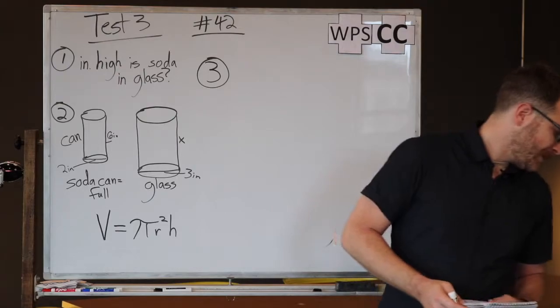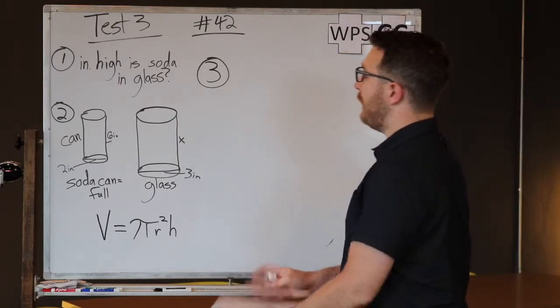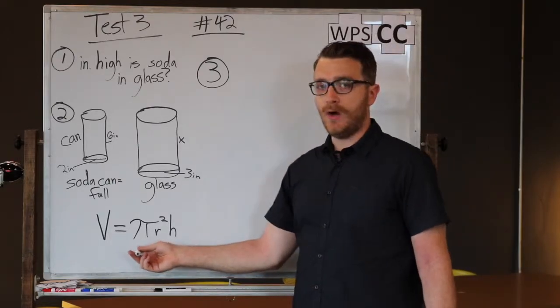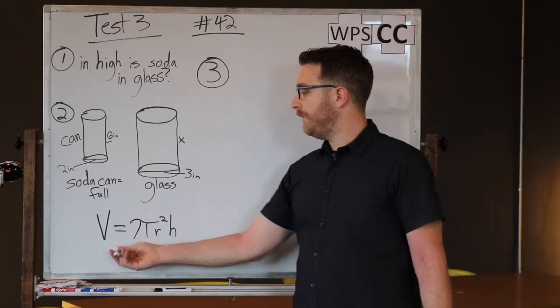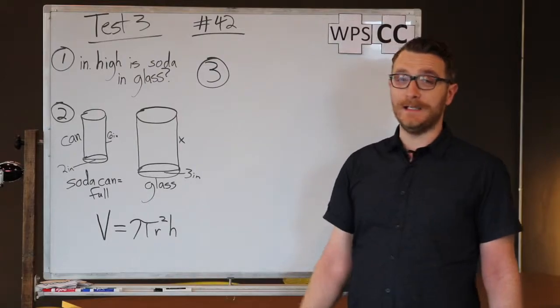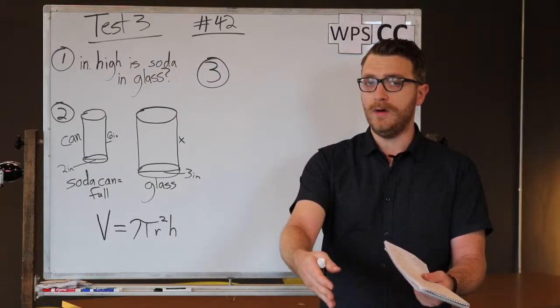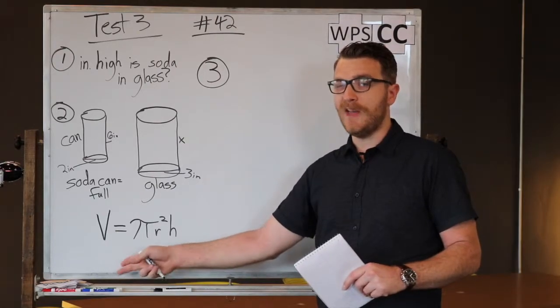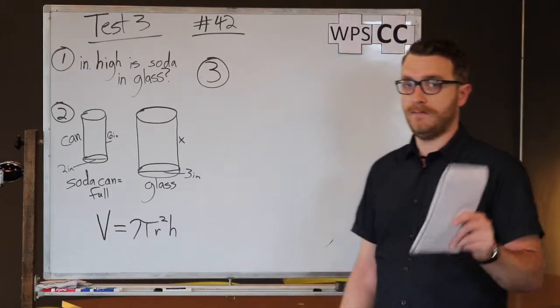Okay, so the one thing about this that's interesting in number 42 is you do need to know the formula for the volume of a cylinder. Something that we love to review with you. Make sure you know your volume and area formulas. You need to know that to understand how to do this question.